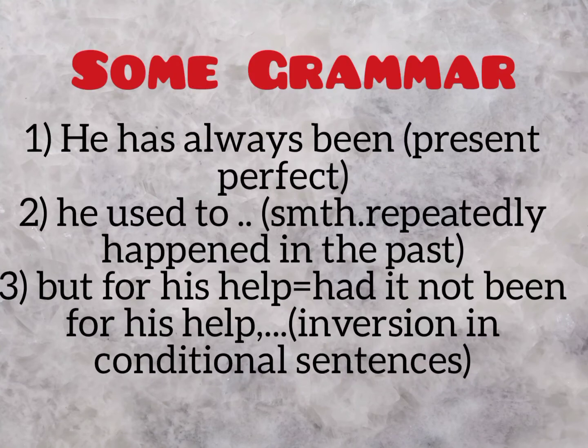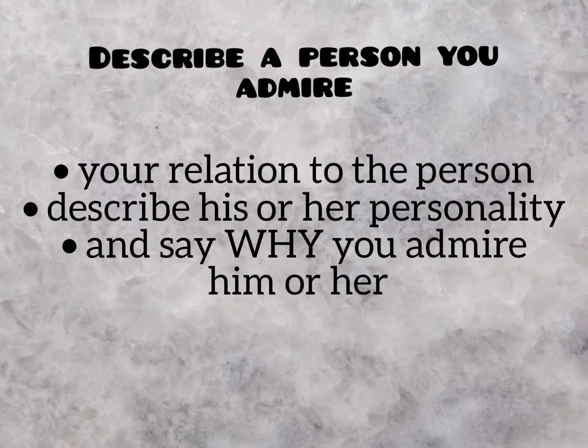Some grammar to use. In sentences like "he has always been a good friend to me," we use the present perfect tense. Used to construction is used when something repeatedly happened in the past. "But for his help" or "had it not been for his help" both mean without his help. For instance, "but for his help, I wouldn't have succeeded." These are examples of inverted conditional sentences. I've prepared a sample answer for you to the following topic.